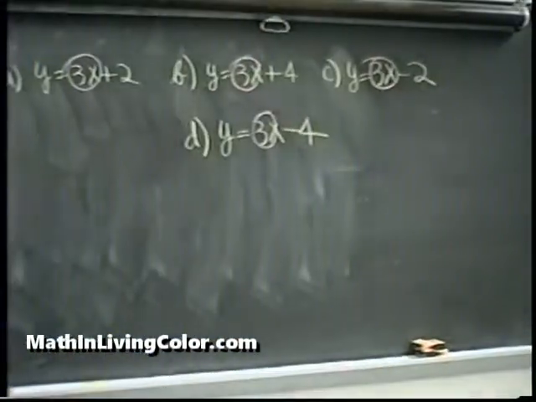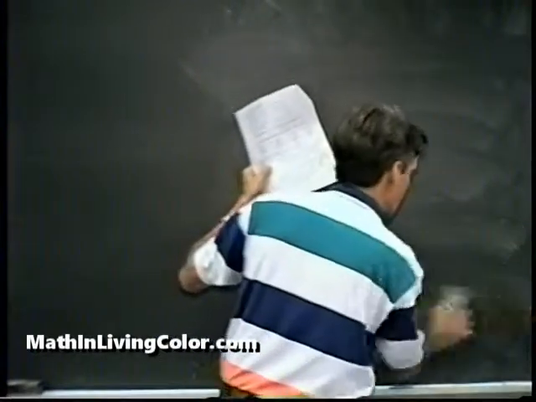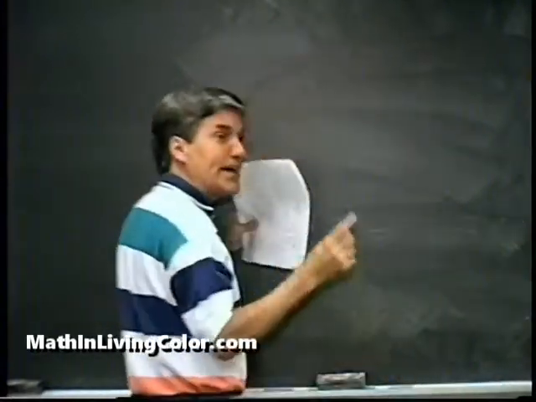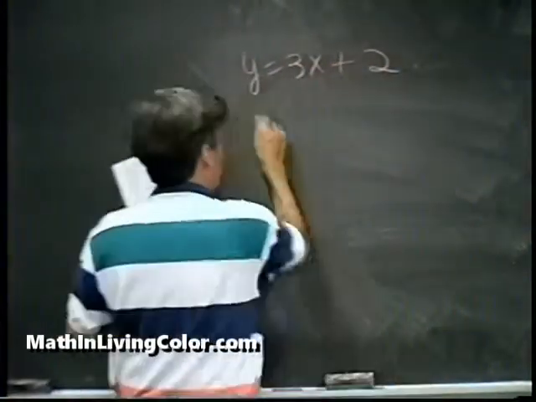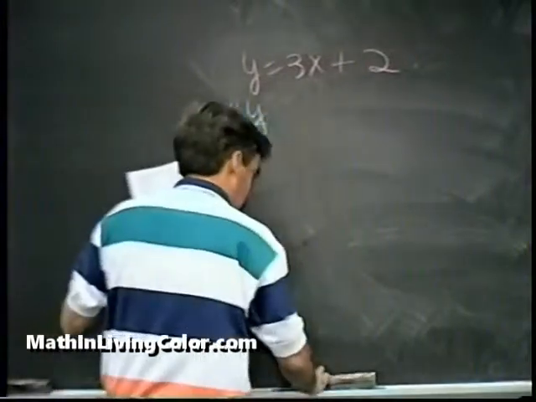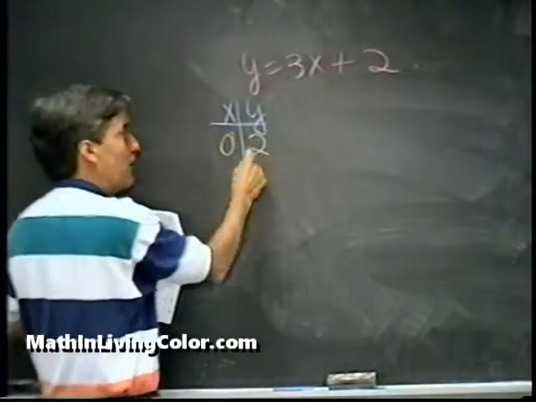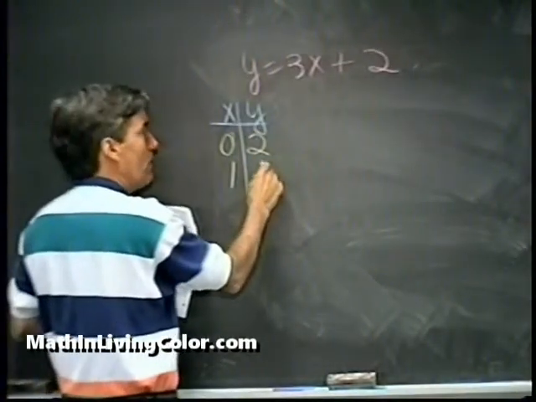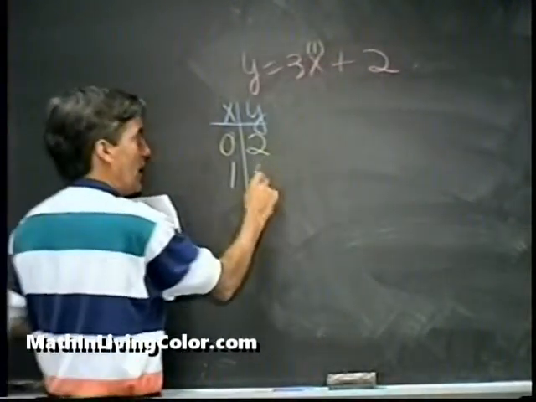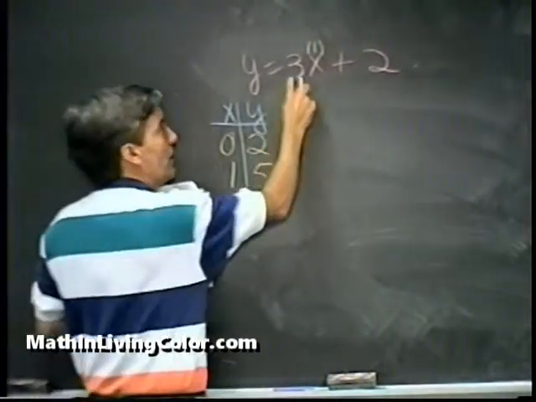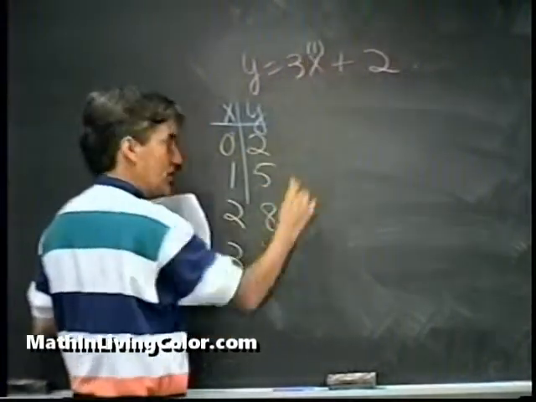Now I've already graphed that one for you once. I think I just did that earlier. Y equals 3x plus 2, but I want to do y equals 3x plus 2 again and show you something. Let's make a table of values and graph it quickly. If x is 0, y is 2. If x is 1, y is going to be 3 plus 2, which is 5. If x is 2, then what? 6 plus 2 would be 8. 3 would give you 9 plus 2 is 11.